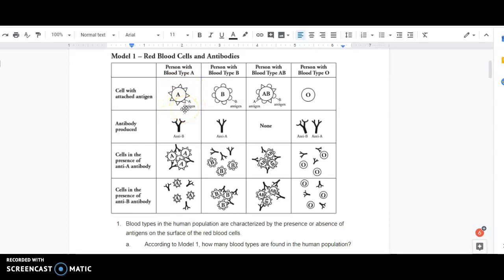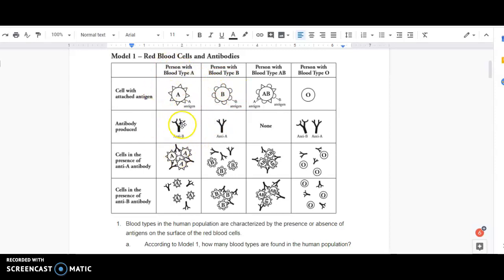Now, if you compare this blood cell to a B blood cell, you can see the only difference is the type of antigen that is placed on the outer part of the cell. These have A antigens, these little spikes, and these have B antigens that make it kind of look like a little flower.